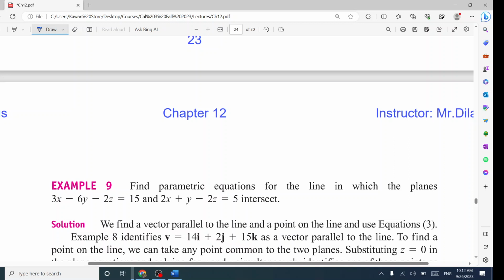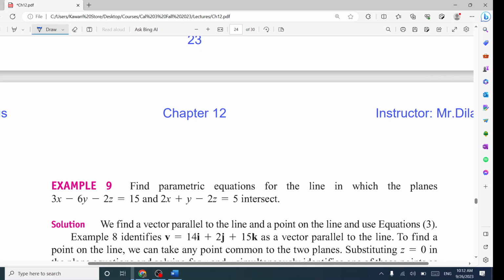We deal with the what? With the intersection of two planes. Two planes, they intersect. Now, first find the parallel, parametric, vector, whatever you have. So, read the question. Find the parametric.